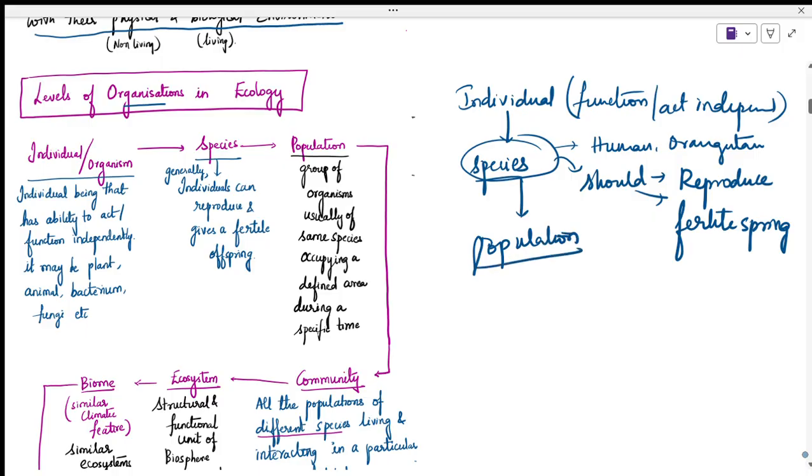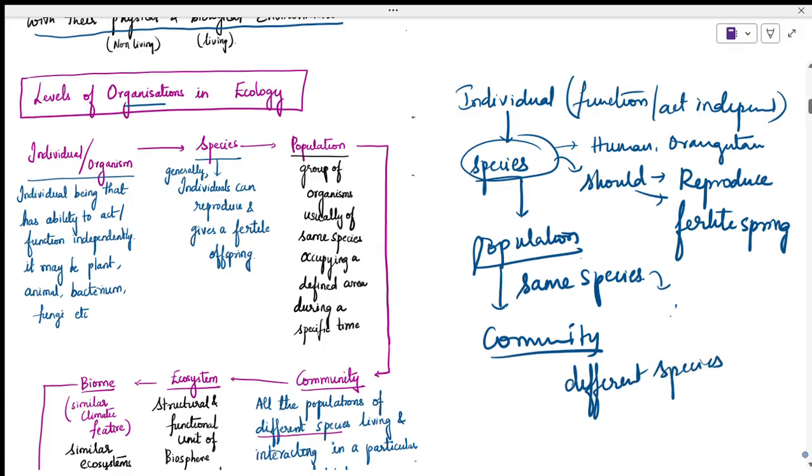So group of the same organisms or same species is called populations. Group of same species living in a defined area over a specific time is called population. Then what do you mean by community? Community consists of different species.